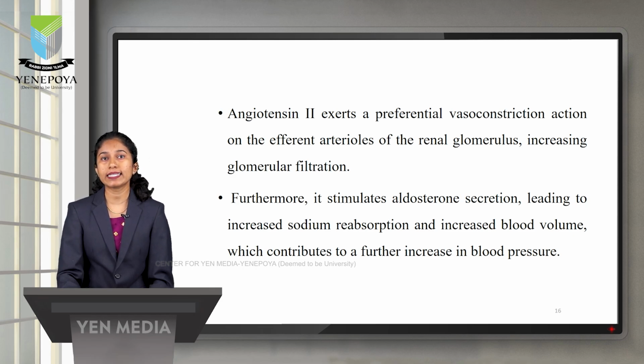Furthermore, it stimulates the aldosterone secretion, leading to the increased sodium reabsorption and increased blood volume, which contributes to a further increase in the blood pressure.